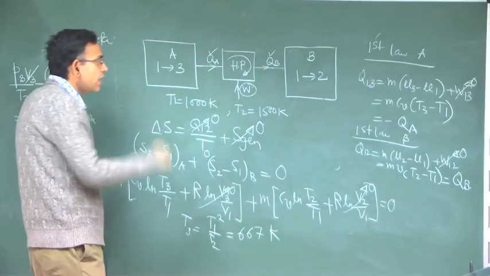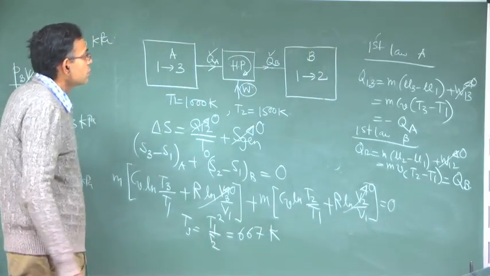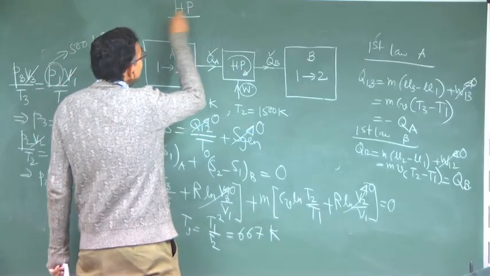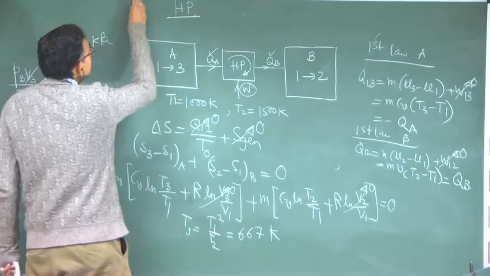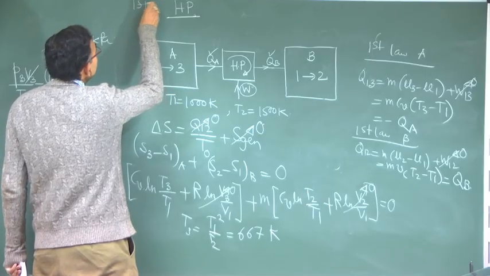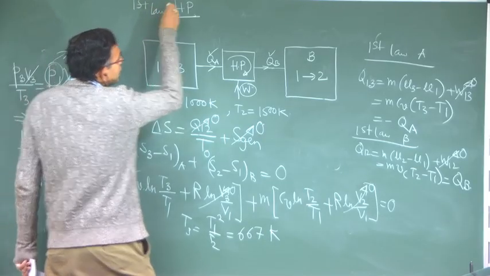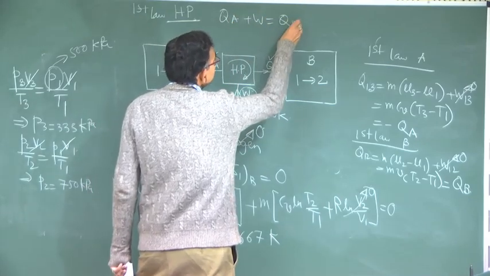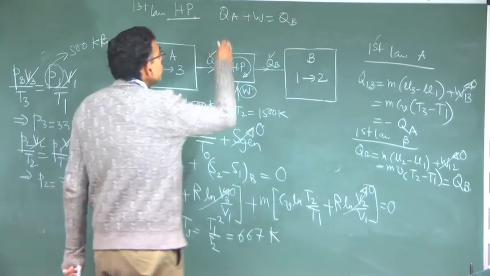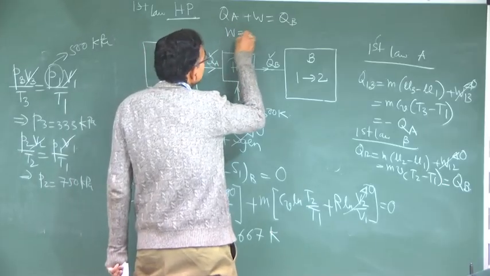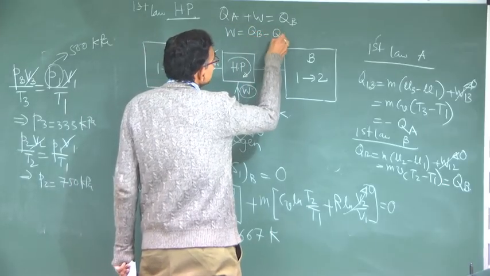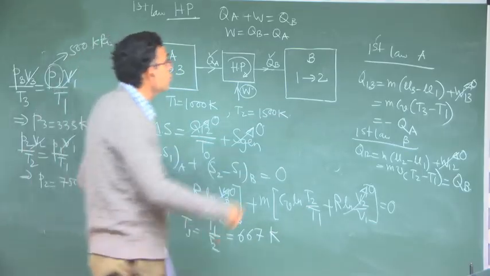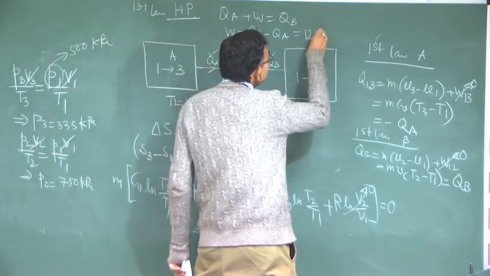Now, what is the work done? From the energy balance of the heat pump, if you apply the first law for the heat pump, you have QA plus W is equal to QB. So, W is equal to QB minus QA, which you get from these two, and that will be 1244 kilojoule.